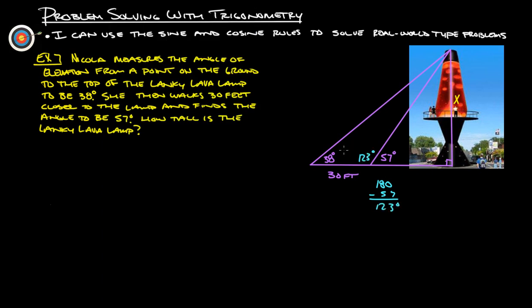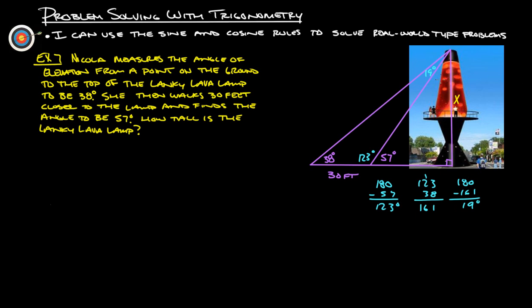Okay, and then we know that these two together with this should equal 180 as well. So if we do 123 and 38, that gives us 161. If we take 161 away from 180, that gives us that this angle up here has to be 19 degrees.